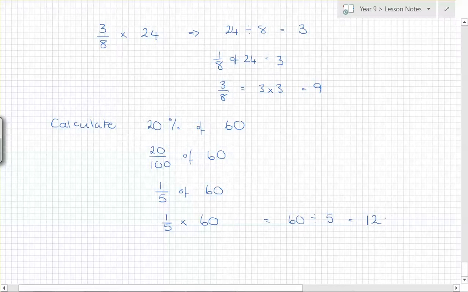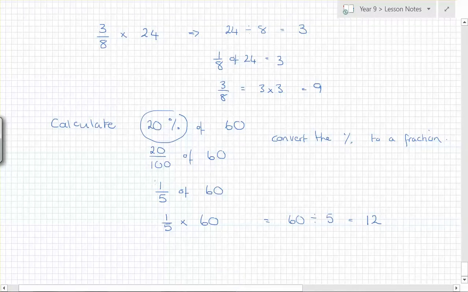Okay, I get it. So that's how. Instead of finding the percentage, we have to convert the percentage to a fraction. Can we write this down? Yeah, I'd write this down.